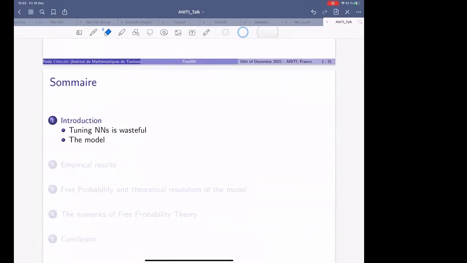So part one and part two are very friendly to anyone who's interested in neural networks, in machine learning, who has a little bit of practice, just a little bit. Parts 3 and 4 will be about the theoretical stuff and the numerics.